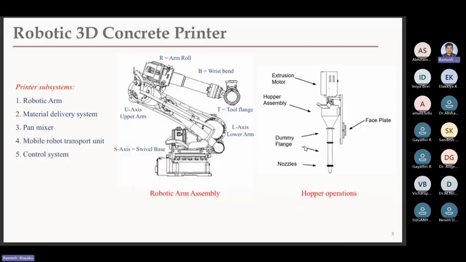We have a robotic 3D concrete printer. In the printer subsystem, first we'll have a robotic arm. Here you can see the assembly. Totally 7 axes are there. One is the swivel base, then the lower axis, the lower arm. You can see that lower arm portion, and then the upper arm roll at the top, and wrist bend, and the tool flange.